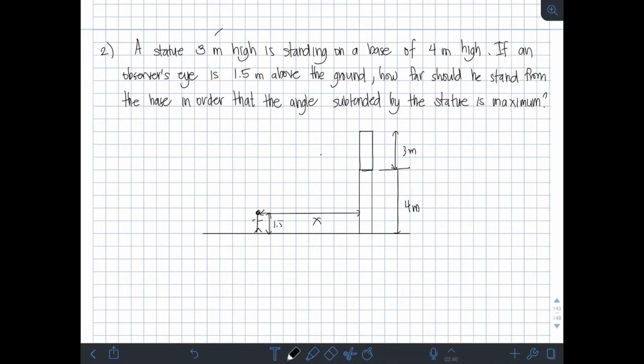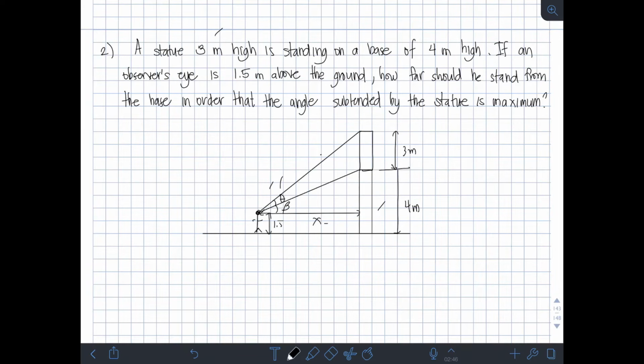Sa pag in-observe niya itong statue, pataas, mayroong angle na masasubtend yung kanyang eye. Let's say theta. Pag na-maximize daw natin itong theta, ano raw yung magiging value nitong x? Yung distance ng observer from the base. Okay? So, paano natin to isa-solve? So, kung mapapansin nyo, meron na tayong isang variable theta. So, gawa pa tayo ng isang variable. Mag-add tayo ng isang variable, let's say, beta dito.